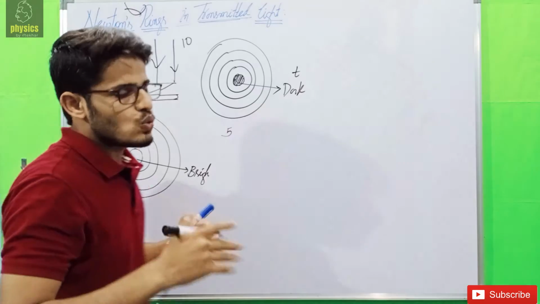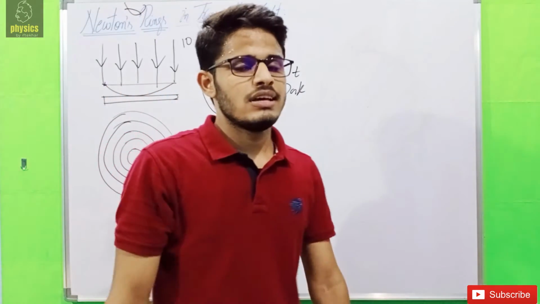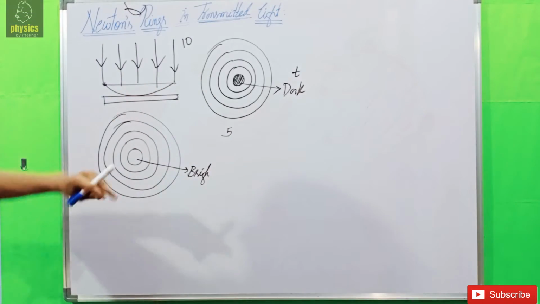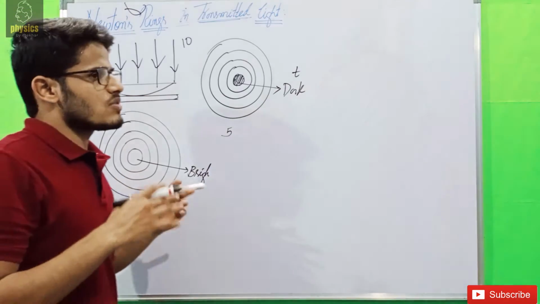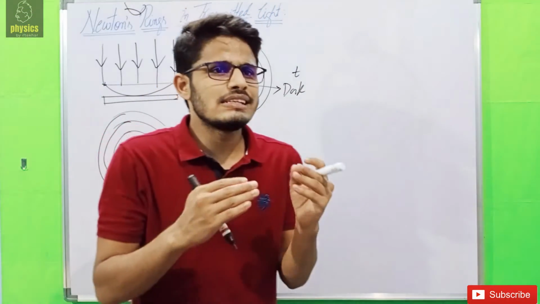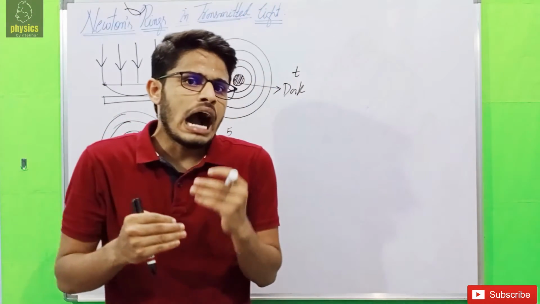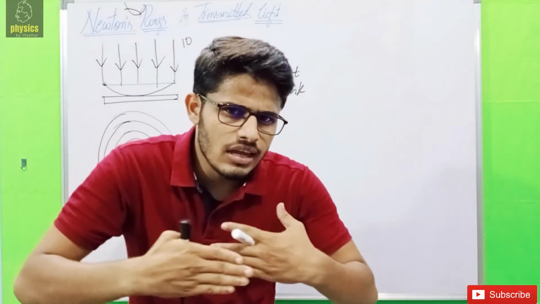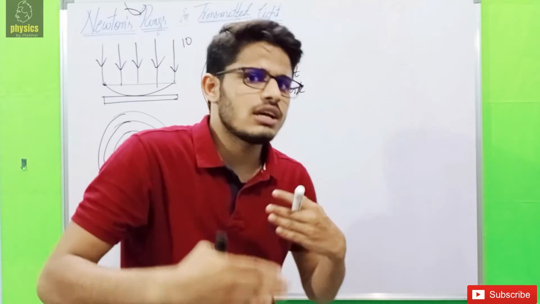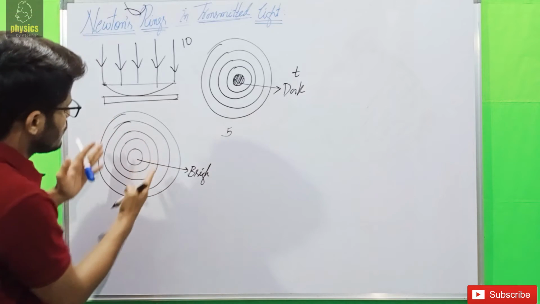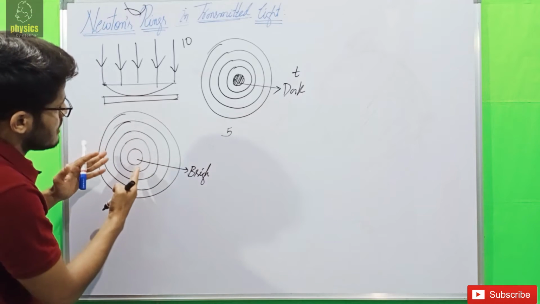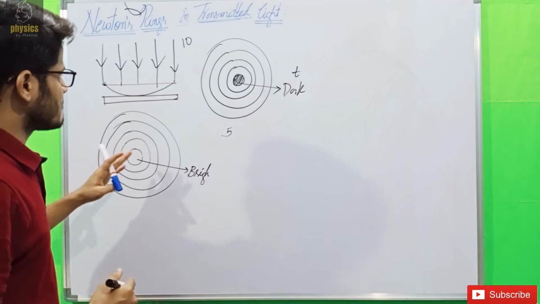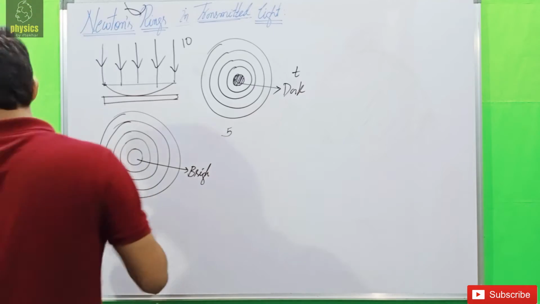So the conditions will be flipped. Now we'll try to understand what is the working, what is the phenomenon which is undergoing in the thin film and which is causing it to produce this beautiful circular fringe pattern, due to the transmitted light ray. So let's try to understand that.